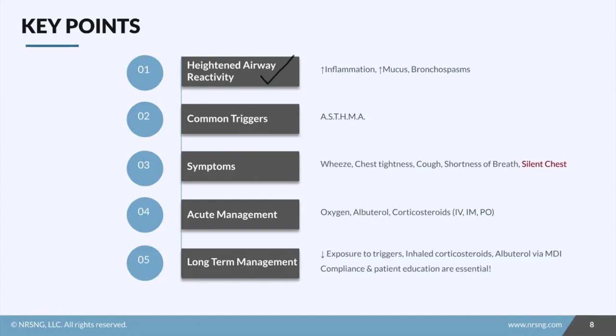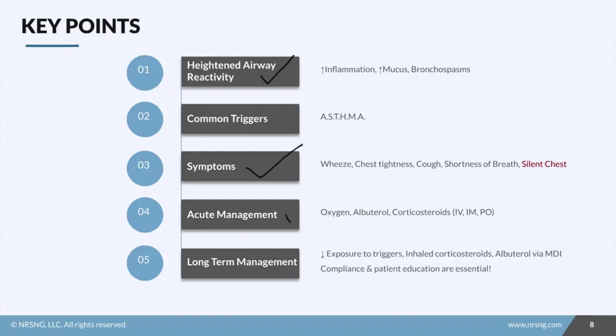Common triggers for these exacerbations are allergens, sports and smoke, extreme temperatures, hazards, microbes or infections, and then also anxiety. Okay, so the symptoms you want to be aware of with an acute exacerbation are wheezing, chest tightness, a cough, shortness of breath, and remember looking to see if patients can speak in full sentences. And then don't forget also that a silent chest means that no air is moving, and this is a medical emergency.